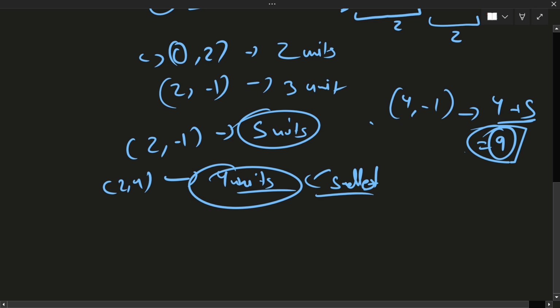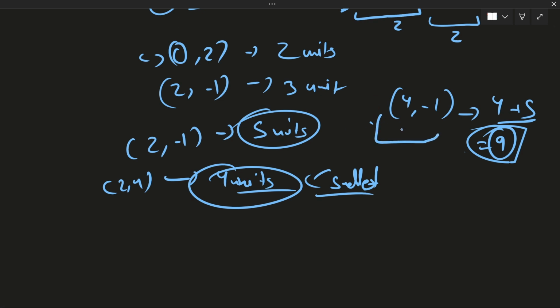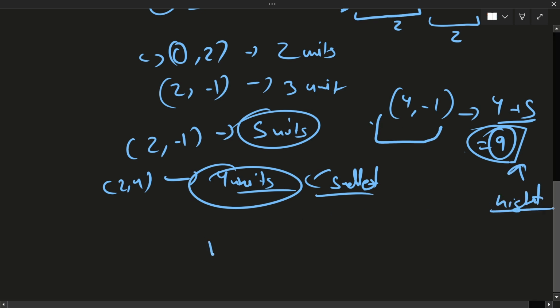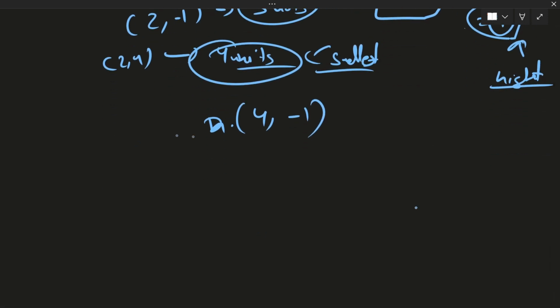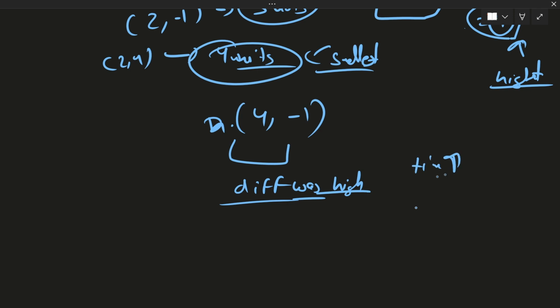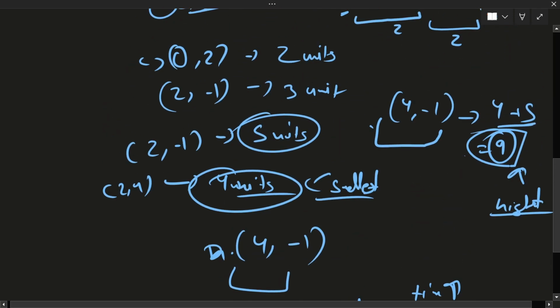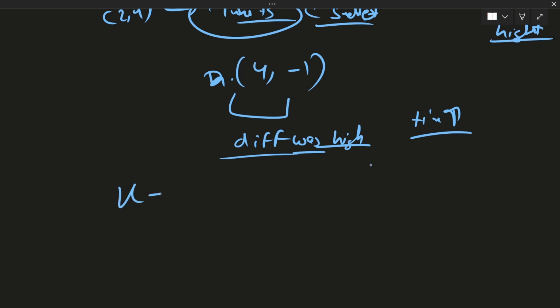So here, if we notice one thing, for the balloons at 4 and -1, we took the highest time. Why? Because the difference between the positions of these two balloons was highest. And because of this high difference, our geek took more time to travel between these two balloons, and our time was also highest, right?